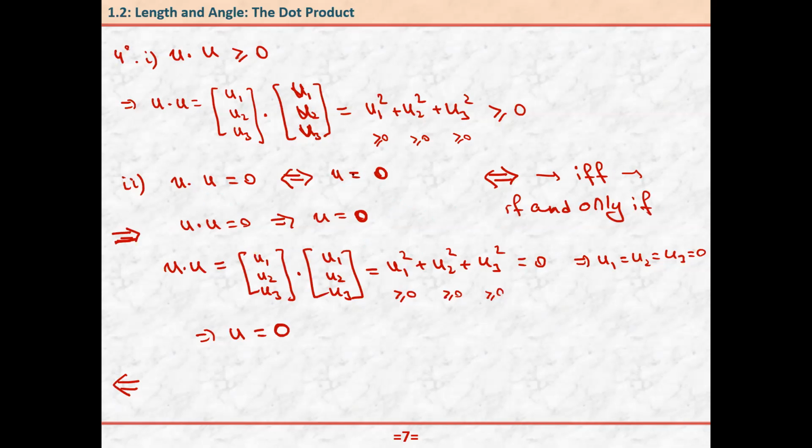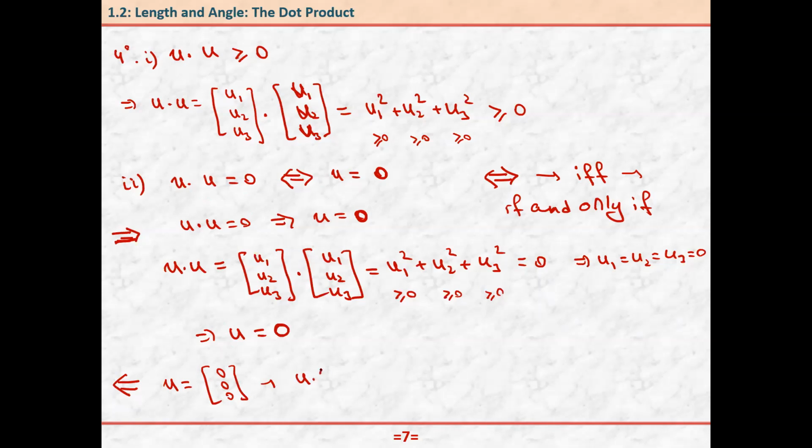And if this thing is true, then this must be true. It's about two different statements that assert each other. This direction is quite easy, because we have to show that if u is a 0 vector, then its dot product with itself is equal to 0.